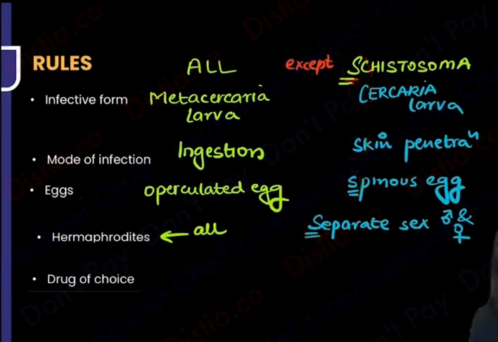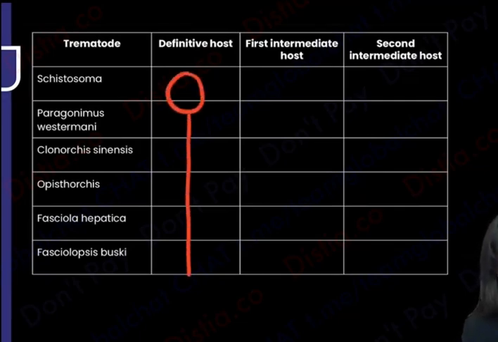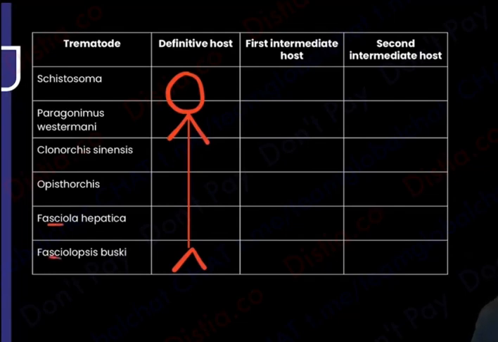So now you will tell me, let's go on to their hosts also. Remember, for all of these, the definitive host is going to be all of us only. So that is going to be human beings. Only in the case of the Fasciola family, there is a bit of a sheep sound in Fasciola: Fasciola, Fasciolopsis buski, especially Fasciola hepatica can sometimes have the sheep also as the definitive host.